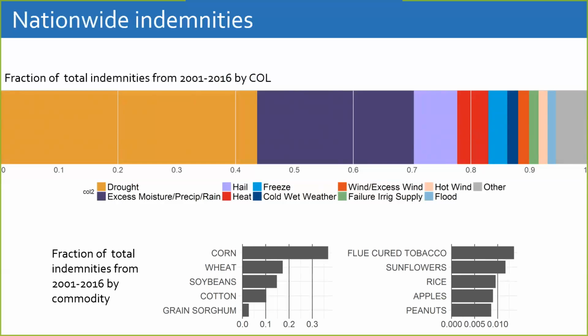We can also look at the top commodities or crops that received an indemnity for the same time period. Unsurprisingly, corn, wheat, soybeans, cotton, and grain comprise at least 80% of indemnities. The next 5 commodities represent less than 3% of nationwide indemnities.